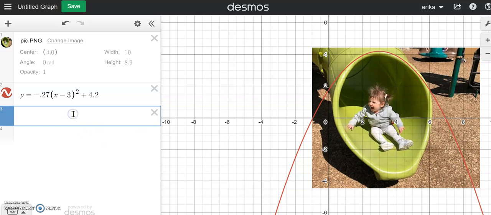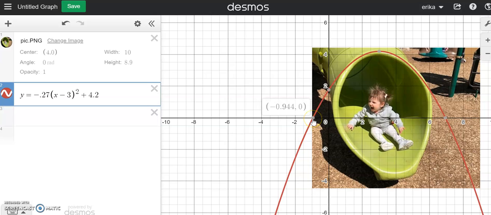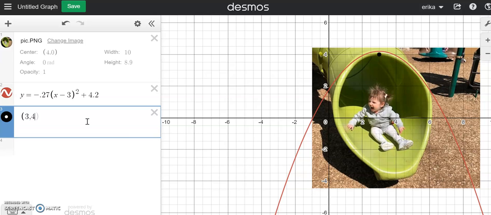At that point, you need x-intercepts labeled, y-intercepts labeled, axis of symmetry labeled. Desmos will do those. If you click on your graph, it brings up 5 dots. Here, 4 dots. Here, x-intercept. Here, x-intercept. Y-intercept, vertex. So, if I drag my pointer, it says 3, 4.2. So I'm going to do 3, 4.2.